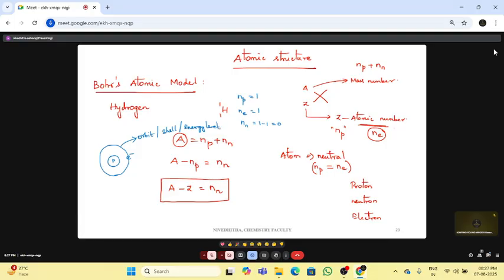Okay, so according to Bohr, an atom contains a nucleus at the center, and the nucleus contains protons and neutrons. Since protons are positively charged, the charge of the nucleus is positive, and the negatively charged electrons are revolving around the nucleus in a particular path, which is an orbit.